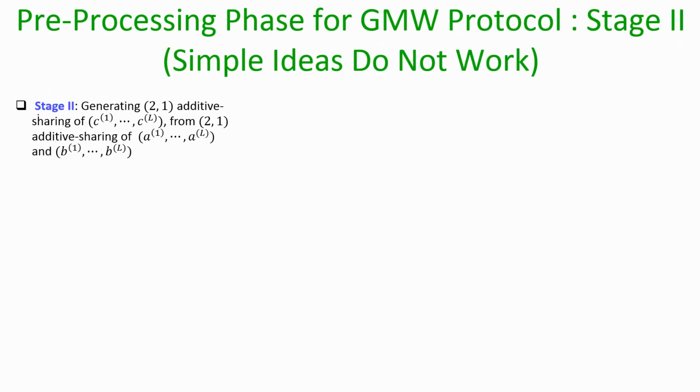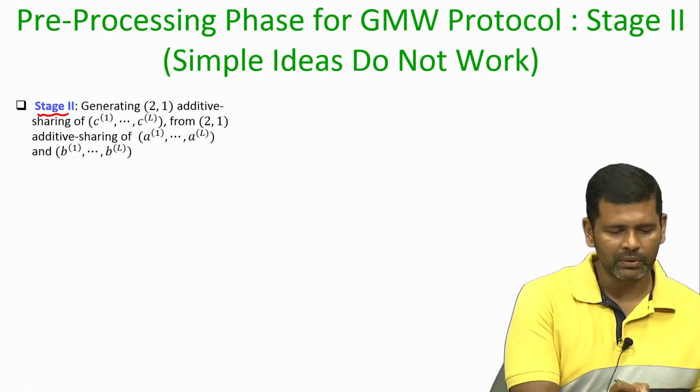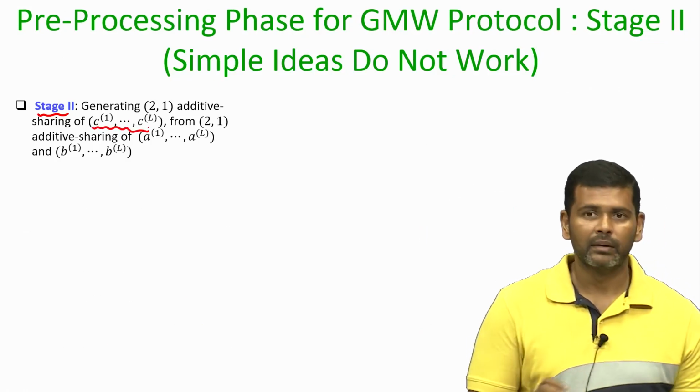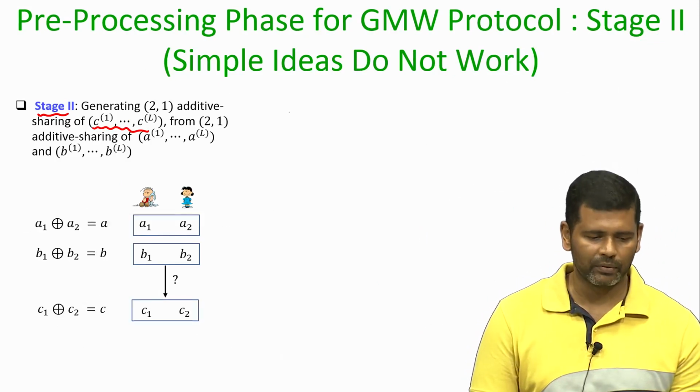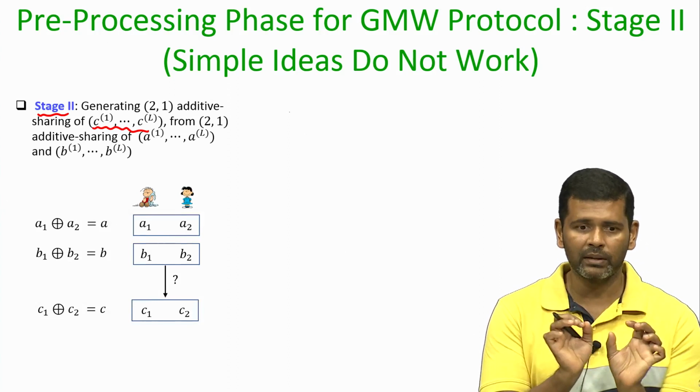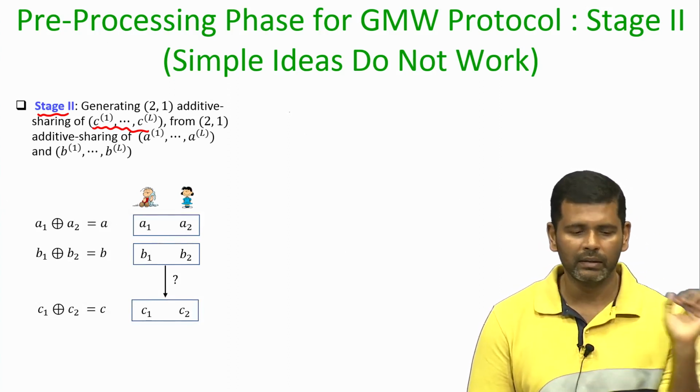Now, let us go to stage 2. Assuming that stage 1 has been executed 2L times and we have generated the bits A1 up to AL and B1 up to BL, which are random and available in a XOR shared fashion, our goal is to generate the corresponding XOR sharing of the corresponding C values. Let us do it for just one specific A and B pair. The same method can be executed in parallel L times.